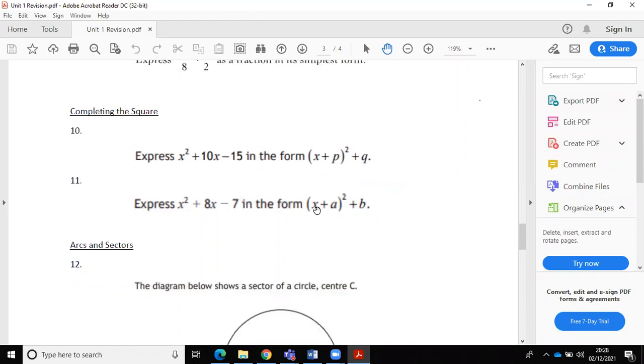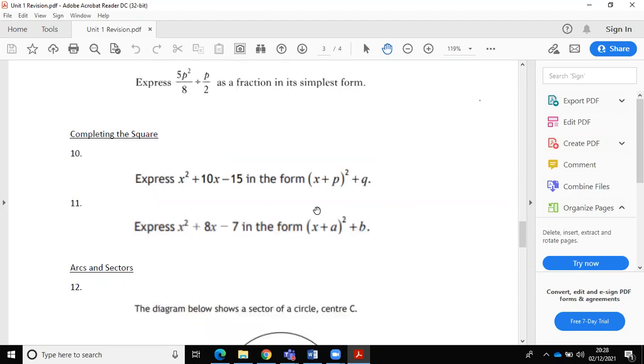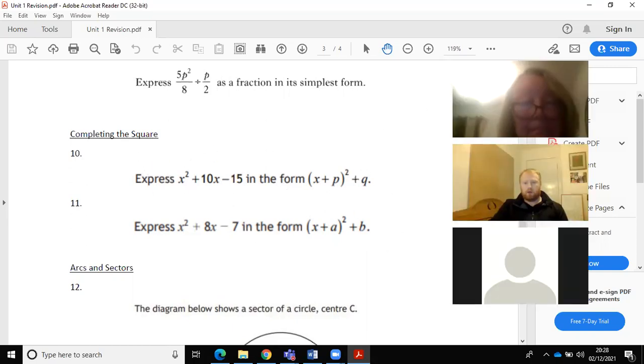It's a nice one for probably 3 marks: knowing what p is, knowing what q is, working that out, and then writing it all together. A nice wee 3 marker. I'll send you through the answers to that shortly, once I write it out neatly.